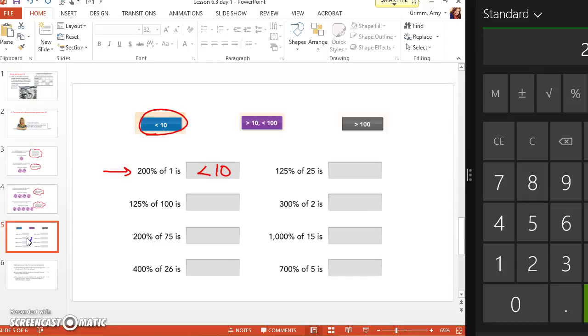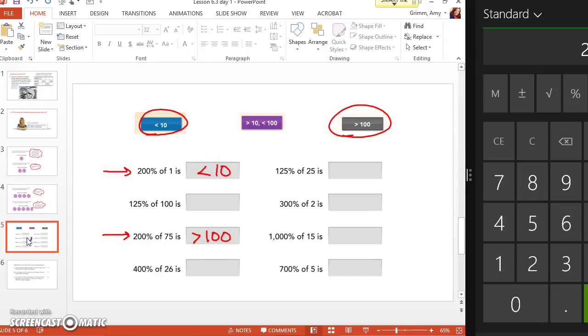All right, let's pick another kind of simple one. Let's do this one. 200% of 75. So what's 100% of 75? So what's 200% of 75? 150. Because 75 plus 75 would be 150. Okay, so that would be greater than 100.